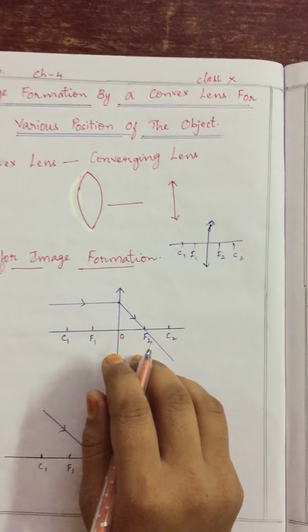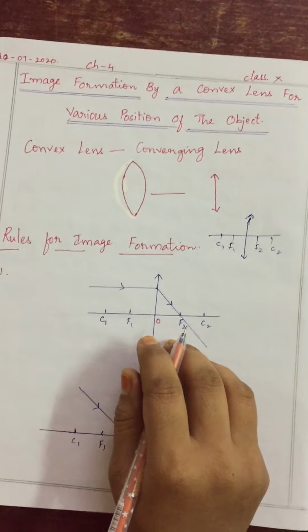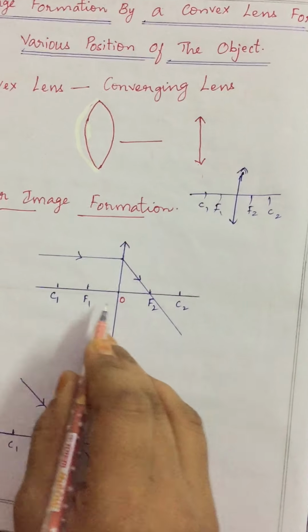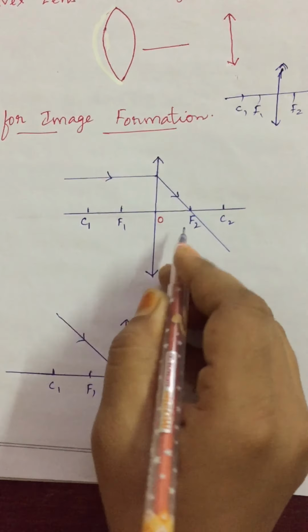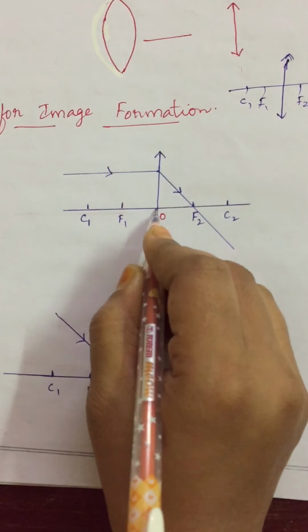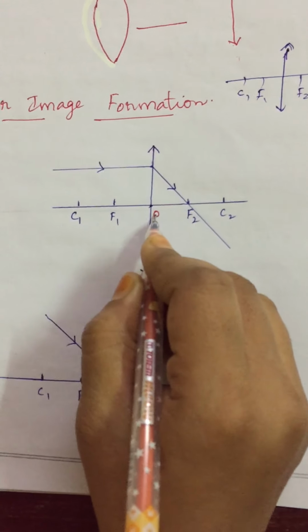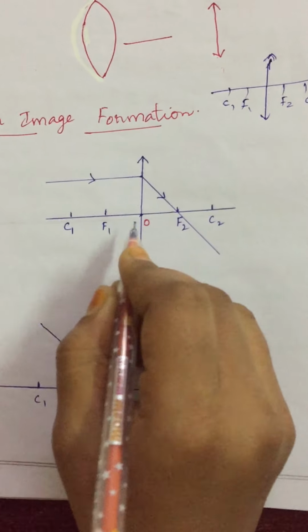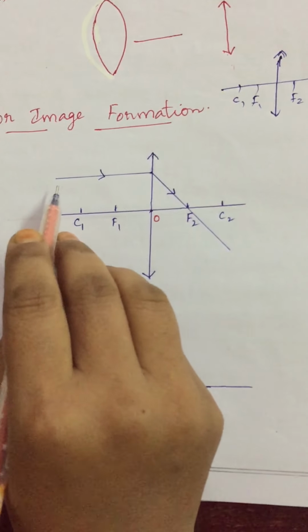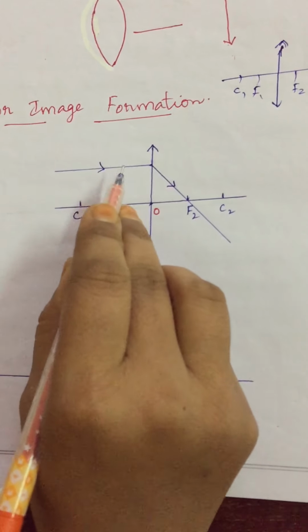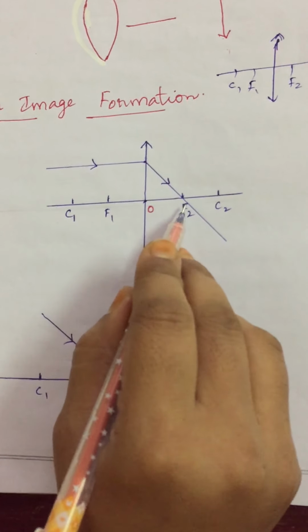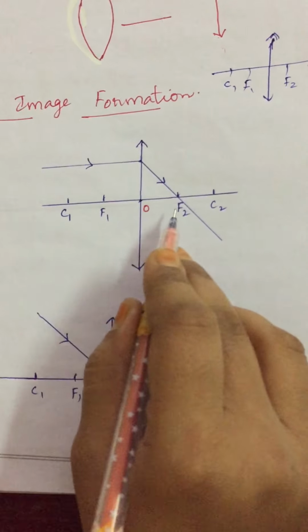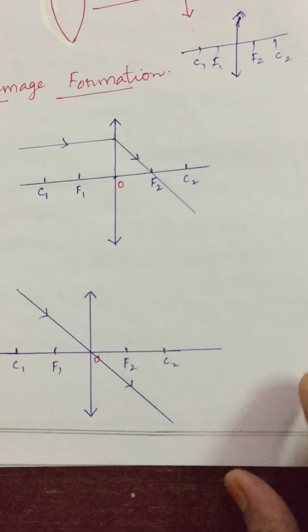Before drawing our ray diagram, we will see three rules. What are the three rules? First, this is the principal axis I have drawn here, with two centers of curvature and two focal points. Where the principal axis intersects the convex lens, that is nothing but the optic center. A ray of light which is parallel to the principal axis, after refraction passes through the focal point on the other side of the lens. This is the first rule.